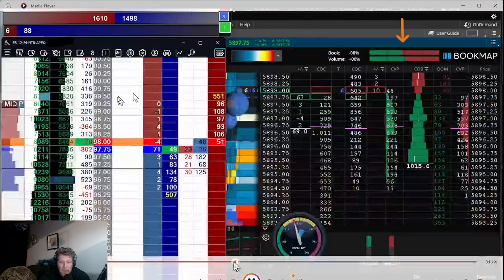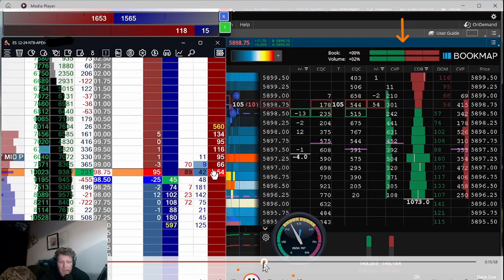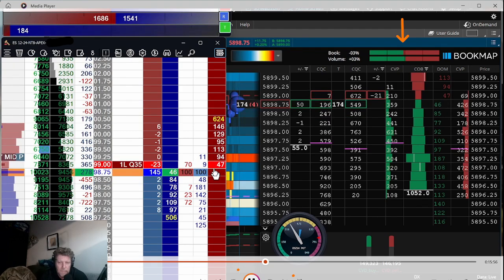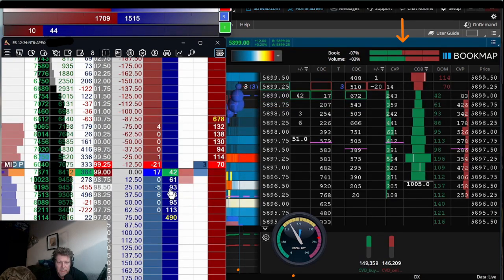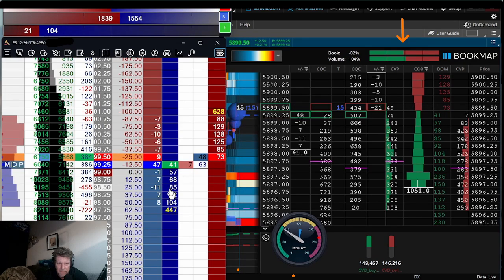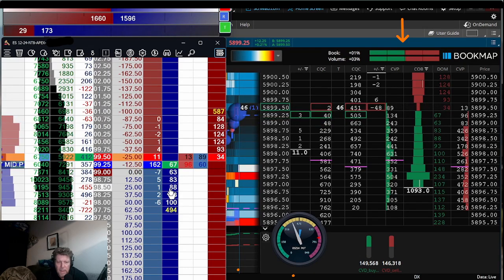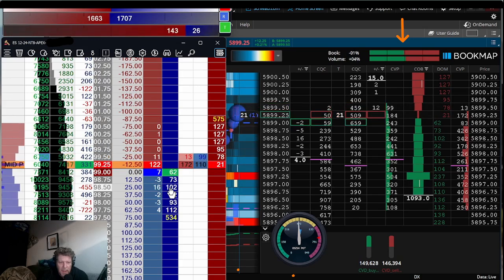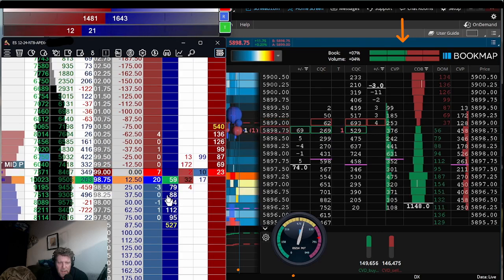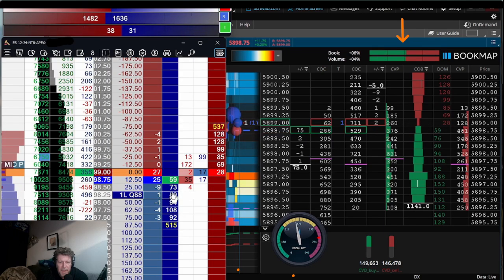Okay, moving ahead. Right now this looks like a long entry. I don't know why I went short. Just at one quick glance, it looks like a long entry. But price is kind of stalling out at 99.50. So 99.25 just printed. I should be taking 1 lot right there.